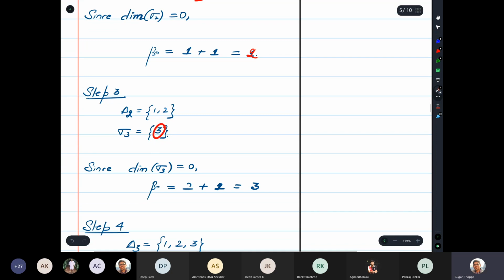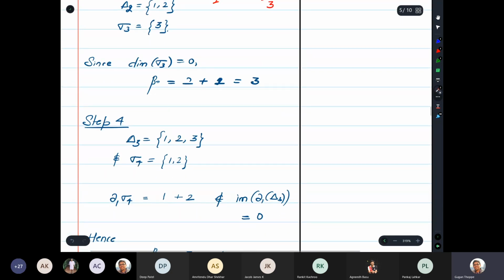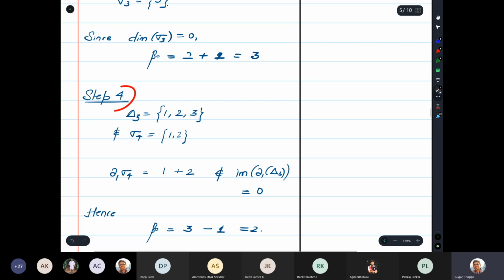So in step 3, I'm adding this vertex 3 to it, right? I started off with this simplicial complex, and I'm adding this vertex to it, so the Betti 0 will again increase by 1, and now it will become 3, right? So far so good. So in step 4, I have these 3 vertices.